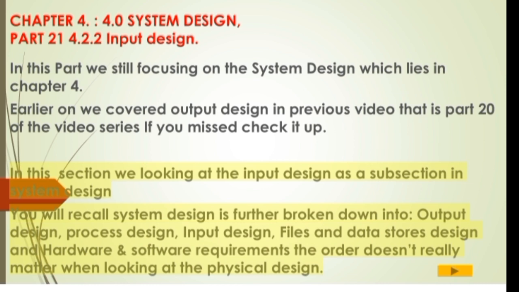You will recall system design is further broken down into output design, process design, input design, files and data stores design, and hardware and software requirements. The order doesn't really matter when looking at the physical design.